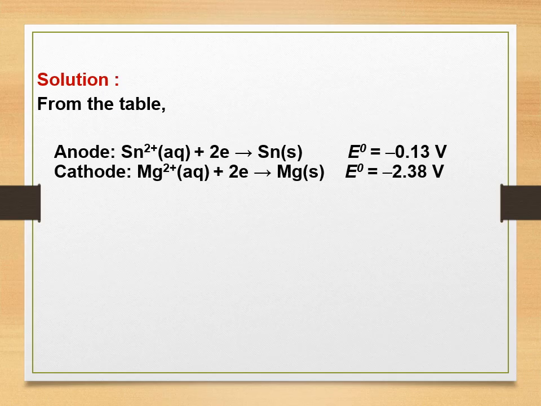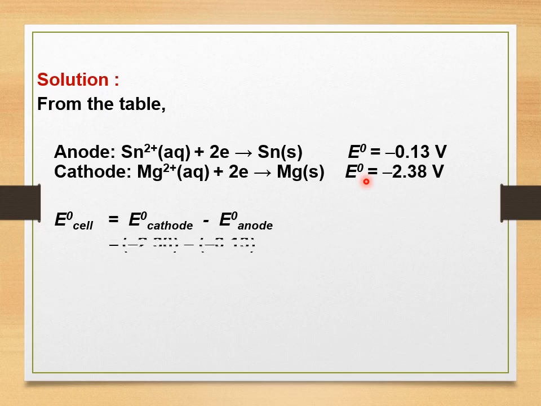Stannum as anode, oxidation happens, so stannum solid is going to give away its electron to become stannum ion. So E naught red is negative 0.13 volt, because it is oxidation. So stannum would be reversed here and this would be positive. And magnesium will stay as it is because this is E naught red. Just take from the table.